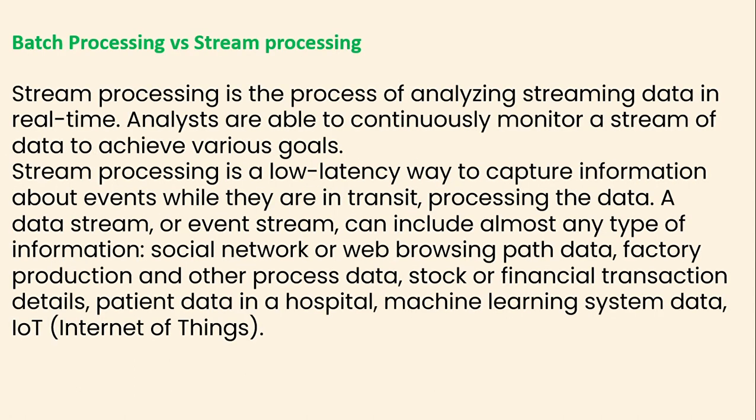Stream processing is the process of analyzing stream data in real time. Analysts are able to continuously monitor a stream of data to achieve various goals. Stream processing is a low latency way to capture information about events while they are in transit, processing the data. A data stream or event stream can include almost any type of information, such as social network or web browsing path data, factory production and other process data, stock or financial transaction details, patient data in hospitals, machine learning system data, or IoT, Internet of Things, or smart devices data.